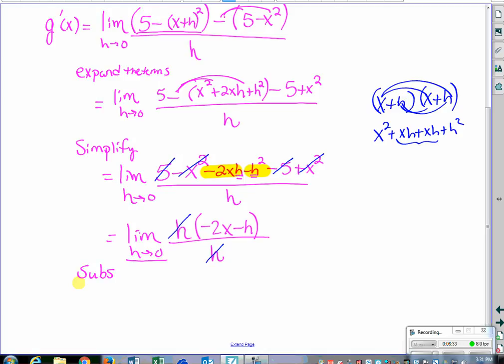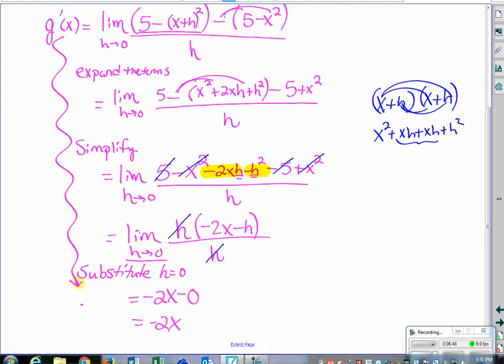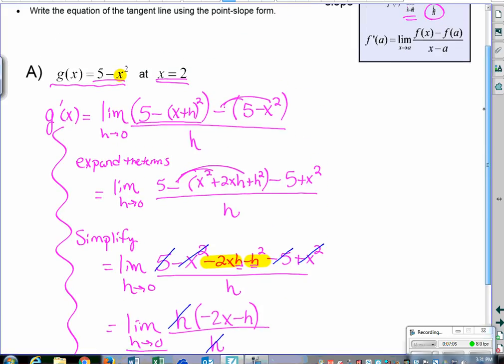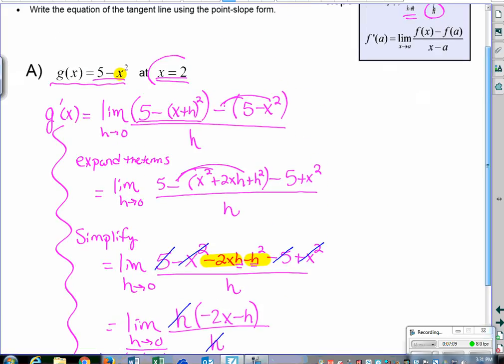Substitute h equals 0, and we will get negative 2x minus 0, which is negative 2x. Following my line of logic here, I have g prime of x equals... This is our derivative. We found the first derivative. It is negative 2x. In order to write the equation of the tangent line, these do get kind of long, I want to calculate the derivative at x equals 2.